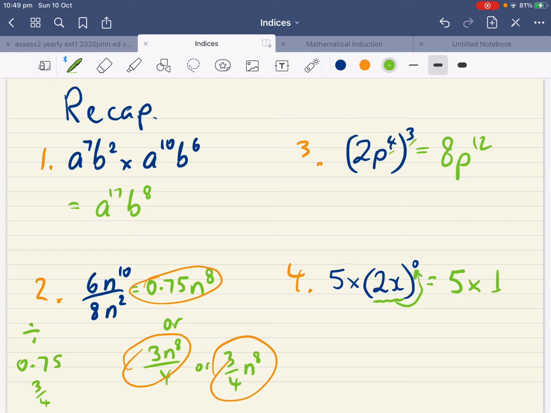So that whole thing just becomes a 1. In other words, you got 5 times 1. Right, so that's the answer to the final one there.